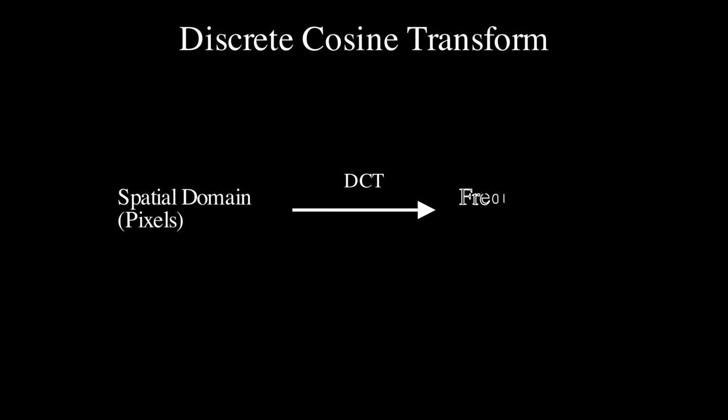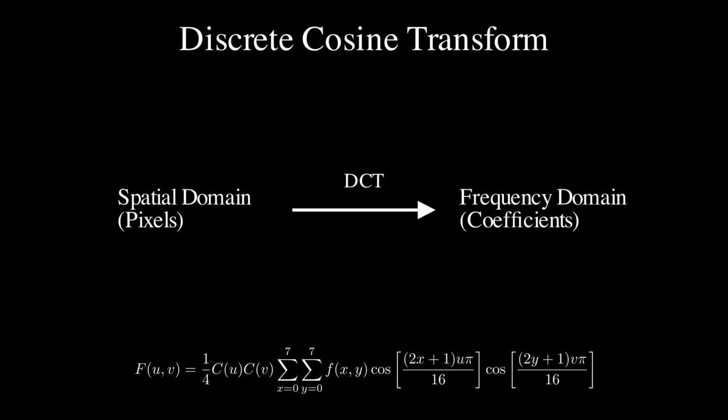Stage 4. The Discrete Cosine Transform, or DCT. This is the mathematical heart of JPEG compression. The DCT converts our 8x8 block from the spatial domain, where we think about pixels, to the frequency domain, where we think about patterns. The two-dimensional DCT formula looks complex, but it's essentially decomposing the image block into a sum of cosine functions with different frequencies.